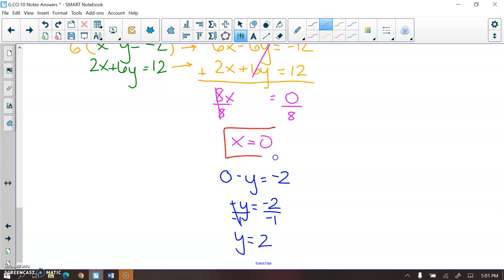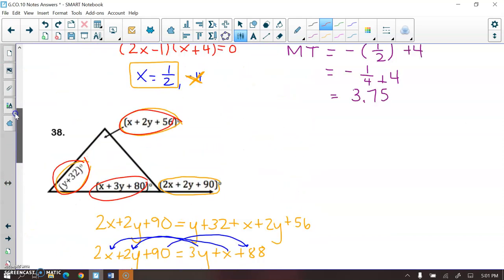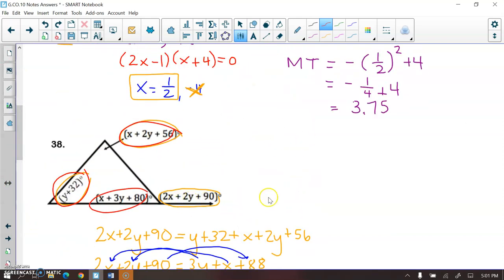So x was 0, y was 2. That's what I was asked to find. So that is my answer.